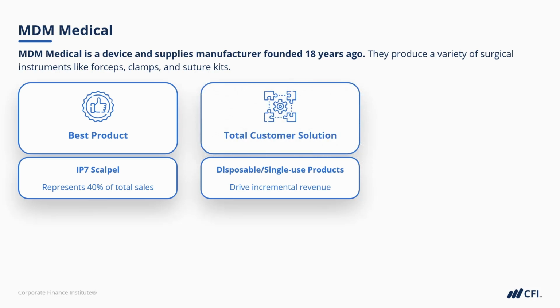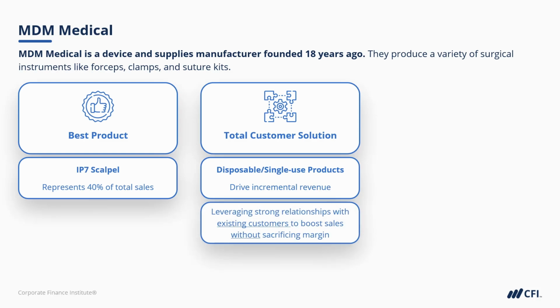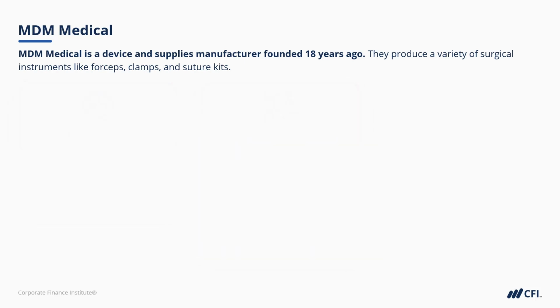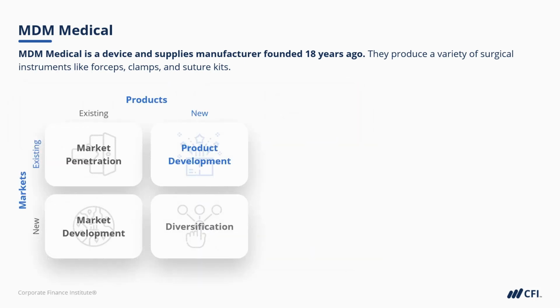They're confident that they can shift towards more of a total customer solution strategy by introducing them, with the ultimate goal of leveraging their strong relationships with existing customers to boost sales without sacrificing much in the way of margin, maybe as little as 1 to 2 percentage point decrease in gross margin. This too may sound familiar from the course. You guessed it. This is a product development growth strategy as per Ansoff's matrix.